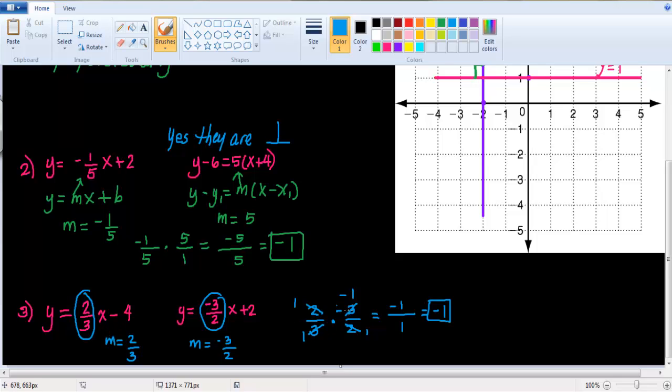If you do not want to cross cancel, you can also do the following. Let me erase this. Let me multiply the slopes. I can also do this, 2/3 times -3/2. Numerator times numerator, -6, and denominator times denominator, +6, and -6/6 is equal to -1. Okay? So the slopes' product is -1. These lines are perpendicular, and that's how you determine.